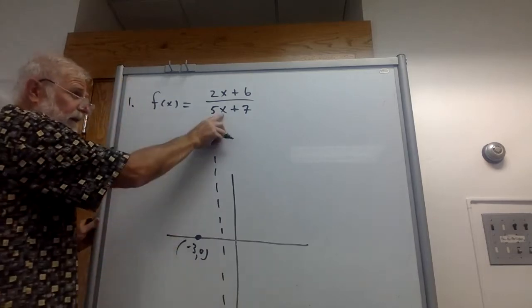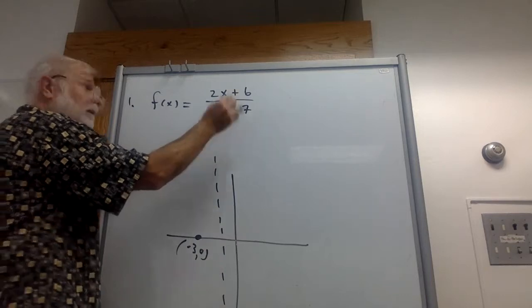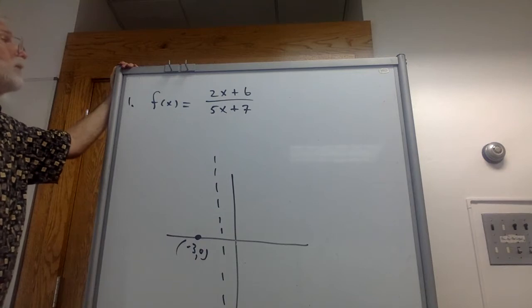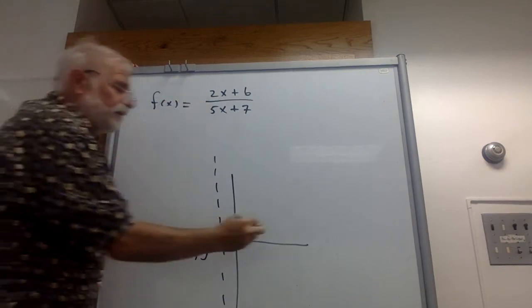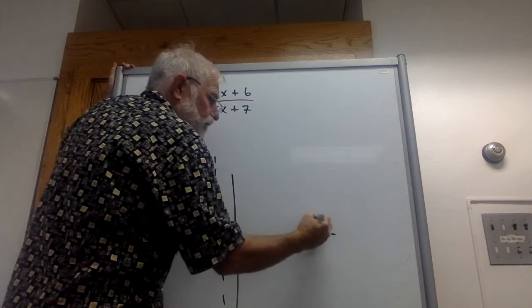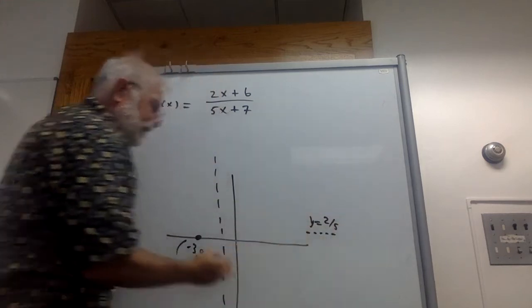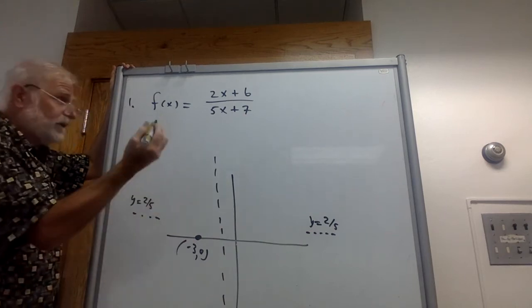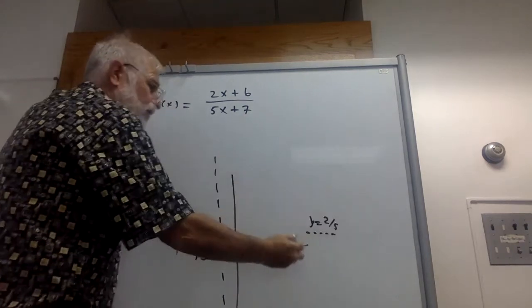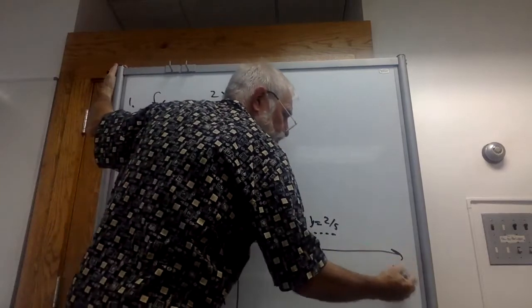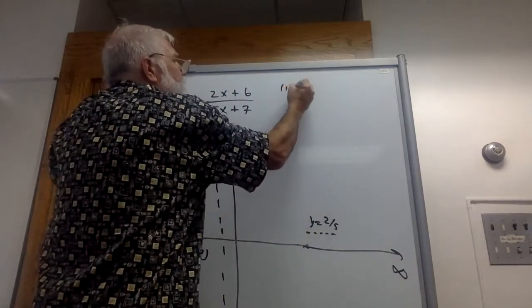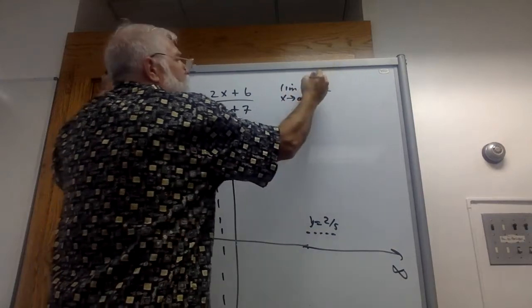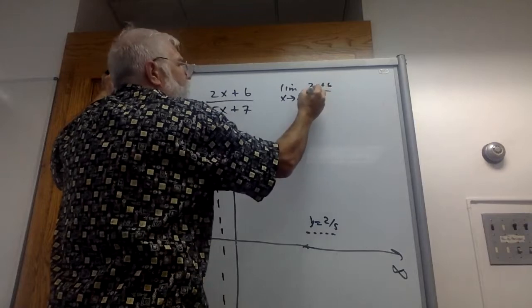The closer I get to -7/5, the smaller the denominator, the more it's going to fit into the numerator, positive and negative times. What else do I see? I see that 2/5 is an asymptote. And I want to look at that first and find out why. So the question then becomes, this is end behavior. In other words, as x goes to infinity, what's the limit of this fraction, 2x plus 6 over 5x plus 7?